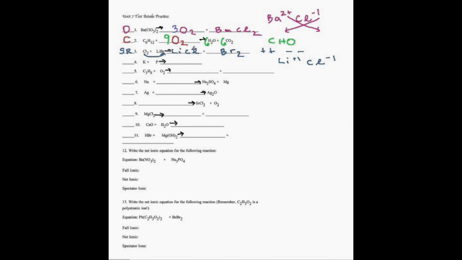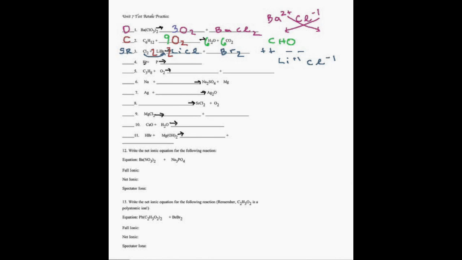I've got 2 Cls here, 1 Cl here. I've got to put a 2 in front here. Now I've got 2 Lis. Now I've got to put a 2 in front of here. And now I'm done. Okay? In this reaction, we're moving along, chugging along. If you need to pause me, rewind me, please do.